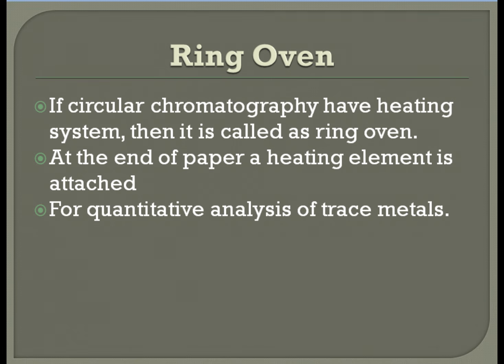Next type is the ring oven chromatography. This slide is all about the ring oven. A ring oven is basically circular chromatography with a heating system added. A heating element is attached at the end or edge of the paper. The heat helps to concentrate the components into sharp, clear rings. Because of this, ring ovens are mainly used for quantitative analysis of trace metals.